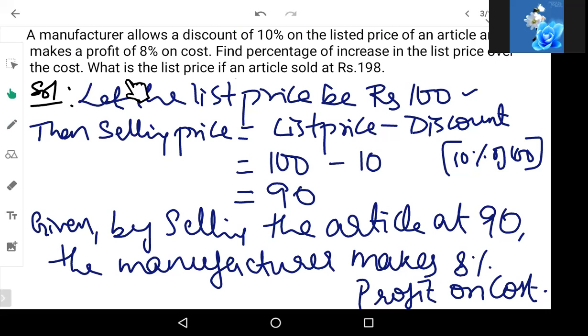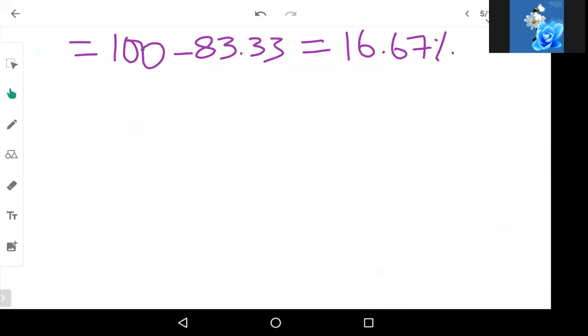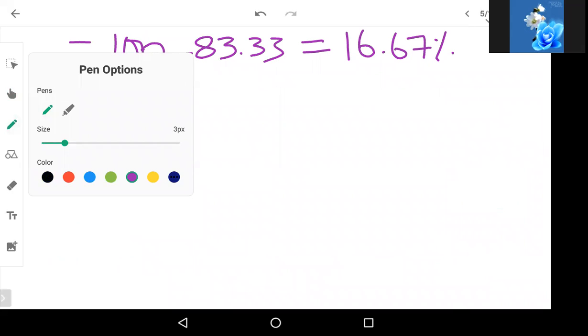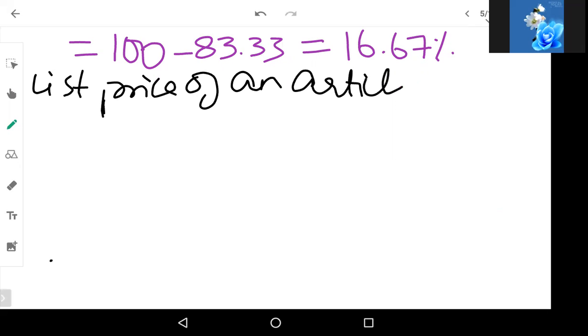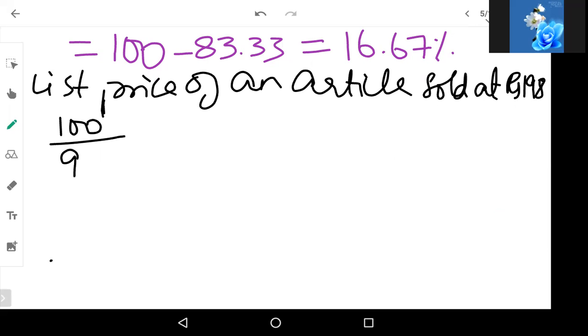There is another question which says, what is the list price of an article which is sold at 198? Now for this we have to solve. List price of an article sold at rupees 198. Okay, so 100 was the list price, but we are selling it at 90% value, so 198 divided by 90 into the list price.